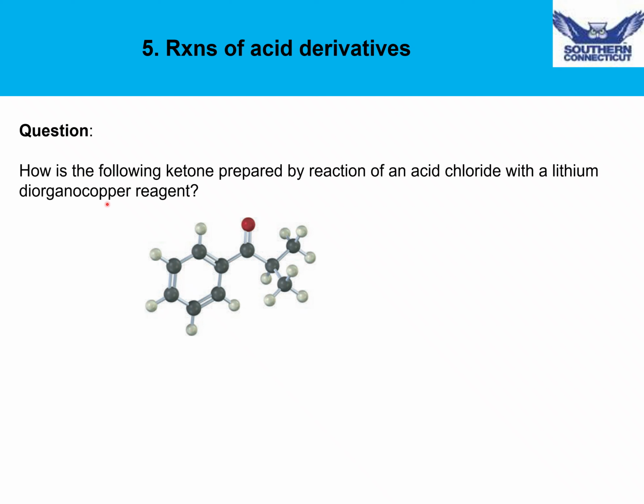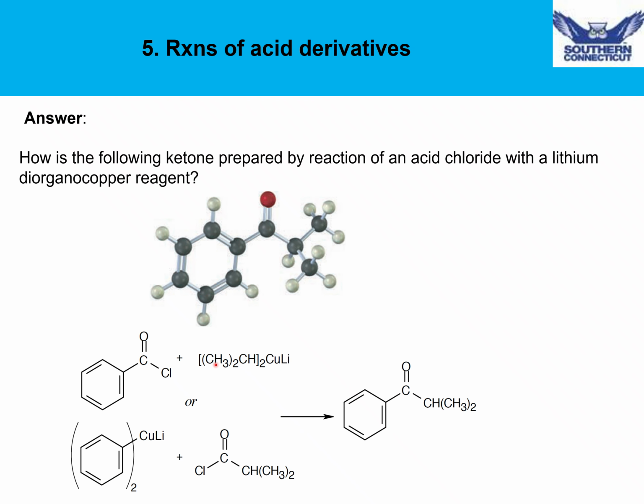This question asks us to make the following ketone from an acid chloride and a lithium diorganocuprate reagent. Lithium diorganocuprates are Gilman reagents or copper reagents. And so let's think about what 2 components we would use to make the following ketone, and then we'll look at the answer on the next slide.